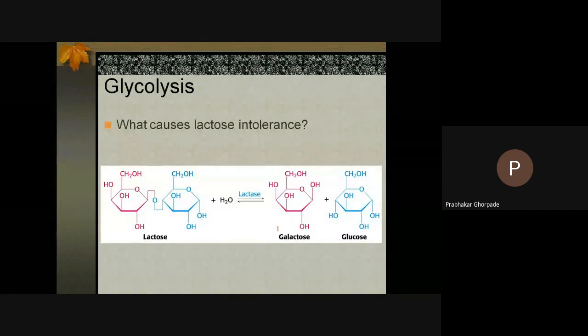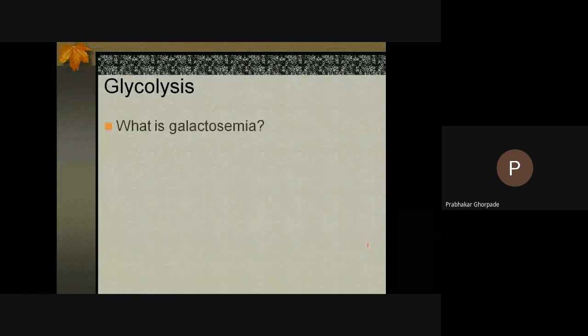Some people have lactose intolerance. What is lactose intolerance? Some people have a deficiency of the lactase enzyme. Lactose is a disaccharide, a 2-sugar molecule. It is made up of galactose and glucose. Left is galactose and right is glucose. In the presence of lactase, a hydrolysis reaction happens, and they both get separated, galactose and glucose.